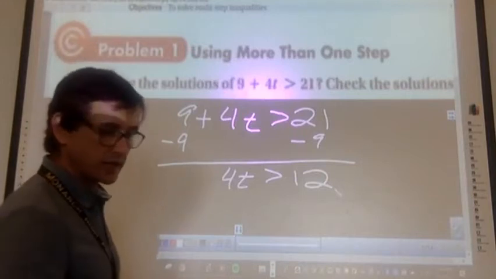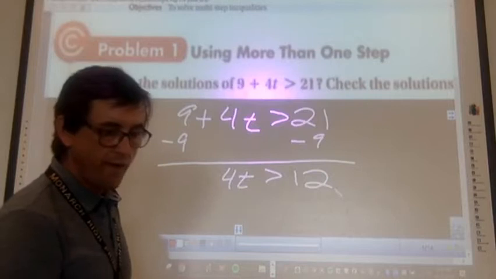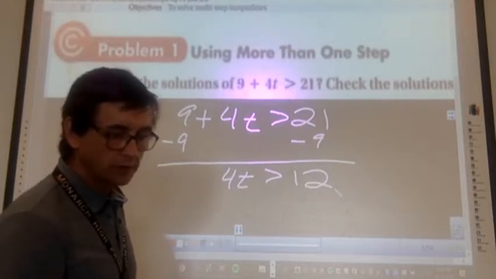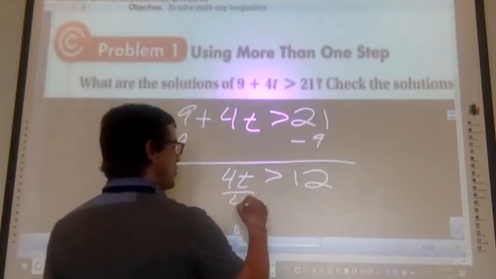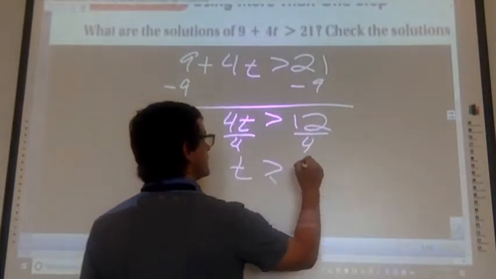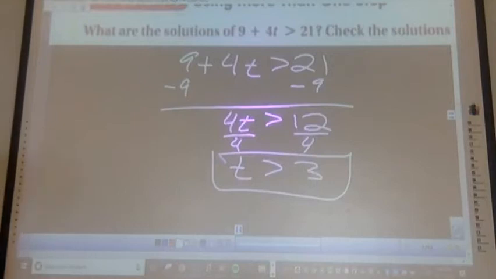How about Zasha? So you divide 4 from both sides? Yes. Divide 4, and we get t is greater than 3. Done.